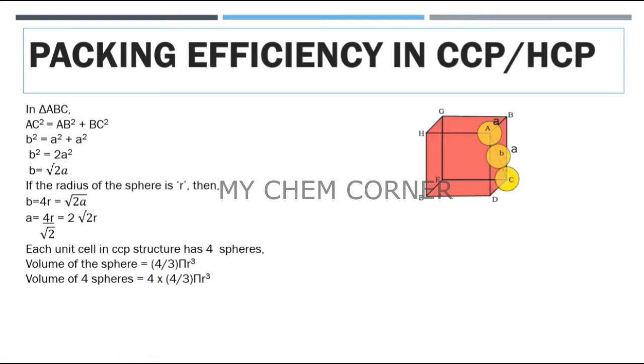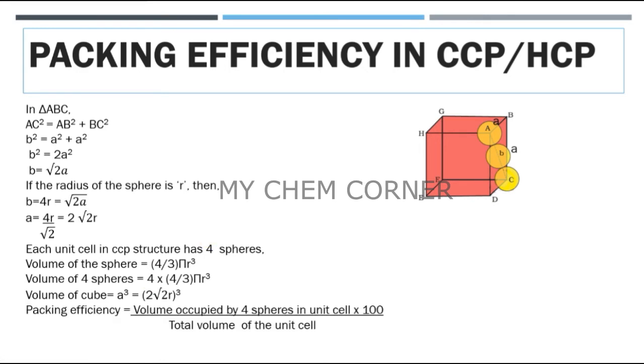Simple calculation. Now because we're learning about a cube, the volume of a cube is also of prime importance. So here the volume of the cube is nothing but a cube. We just calculated what the value of a is, which is 2 root 2 r, cubed. So we put that also. So now we know the volume of the cube and the volume of all four spheres. We are going to write the formula of packing efficiency.